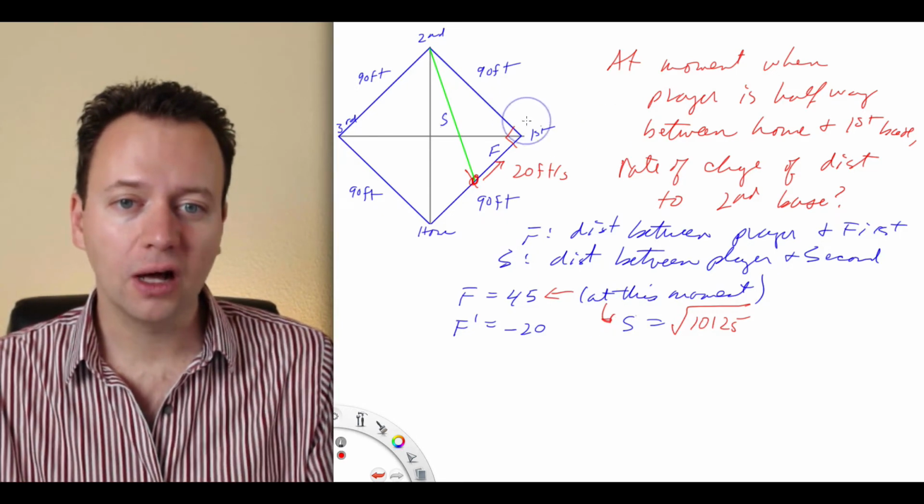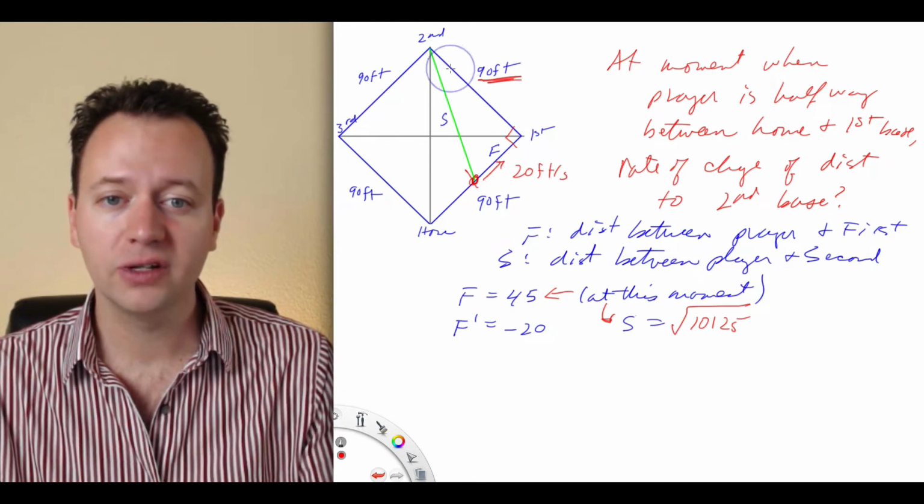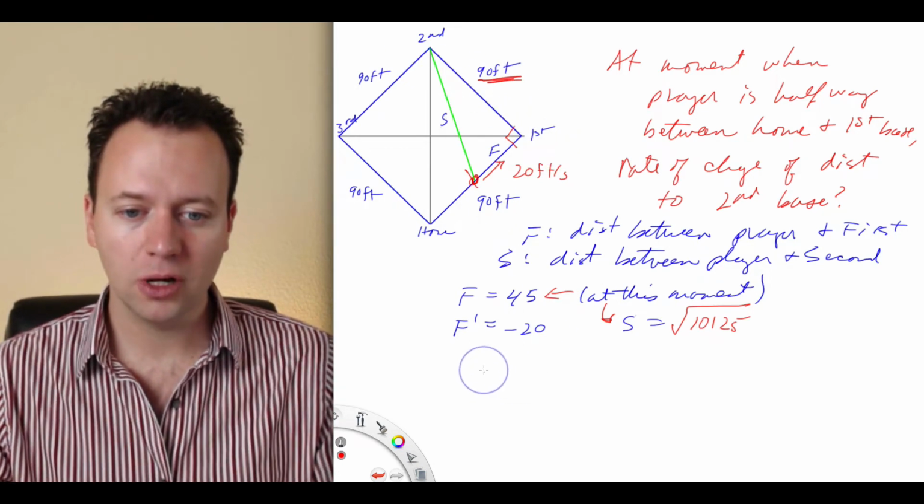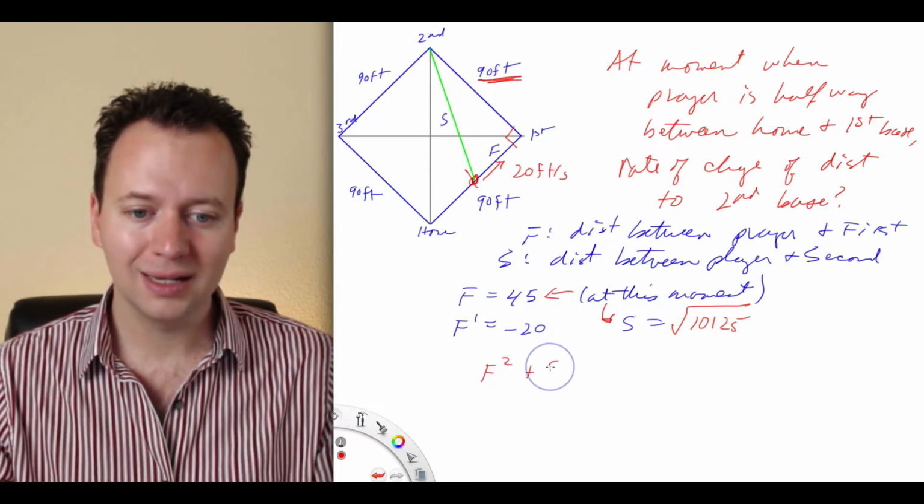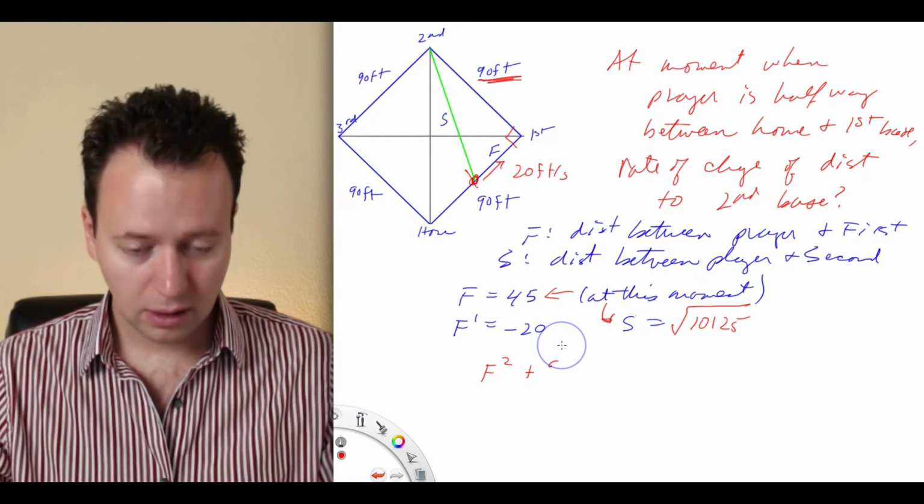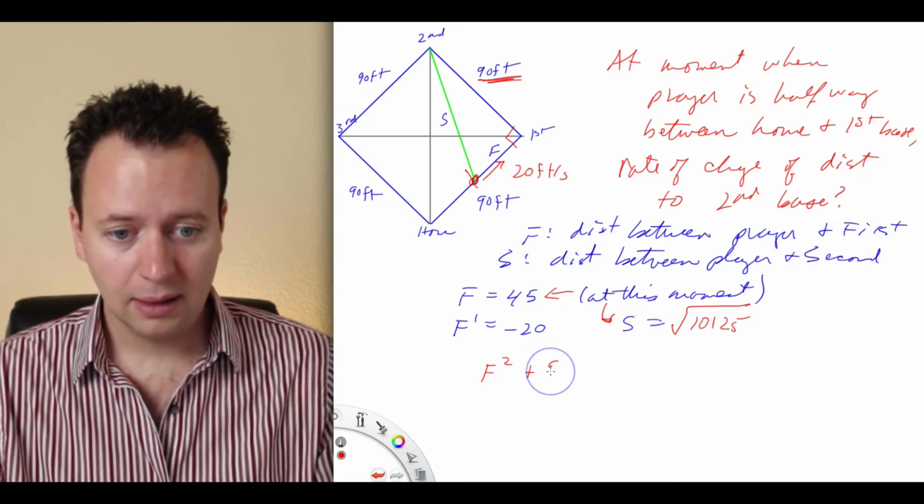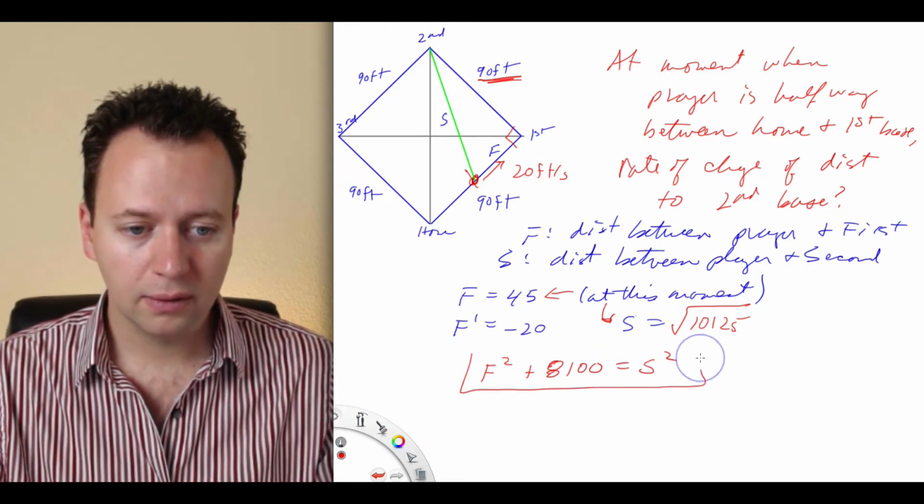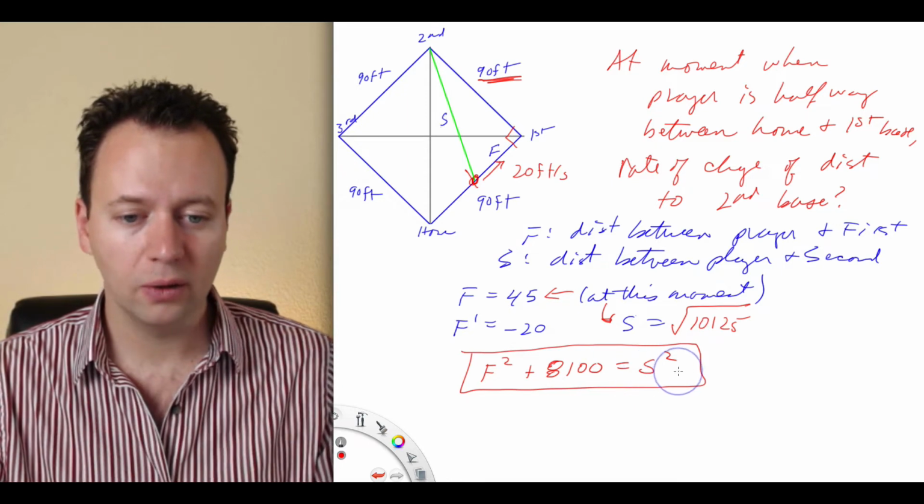The only one that's a constant is this. The distance between first and second is always a constant. So at any moment in time, we get a relationship. F squared plus 90 squared, which is 8,100, so F squared plus 8,100 is going to equal S squared. This holds in general because of Pythagorean's theorem.